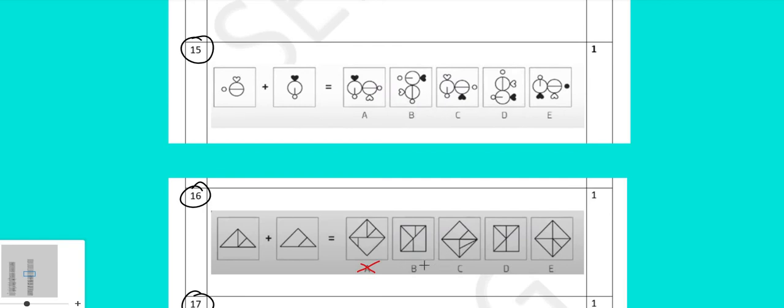And B, according to the first figure, the small line on the top should be slanting. It should be slanting, this one right here. It should be slanting, but then it is just straight. Therefore, B is wrong as well.